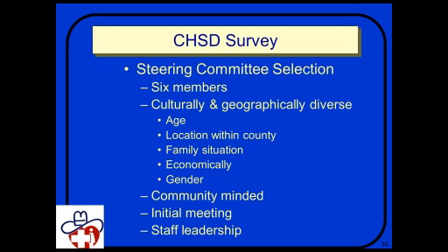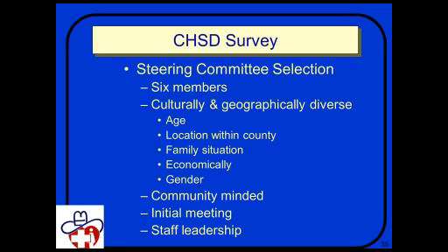We wanted to have a reasonable size steering committee. Six members was the number that we chose. There are some diversity items that we wanted to consider, like age, where they lived within the county. Remember that our county is quite large area-wise, and Ekalaka is located at the northern part of the county. Their family situation, do they have children, not have children, their economic situation, and the gender.